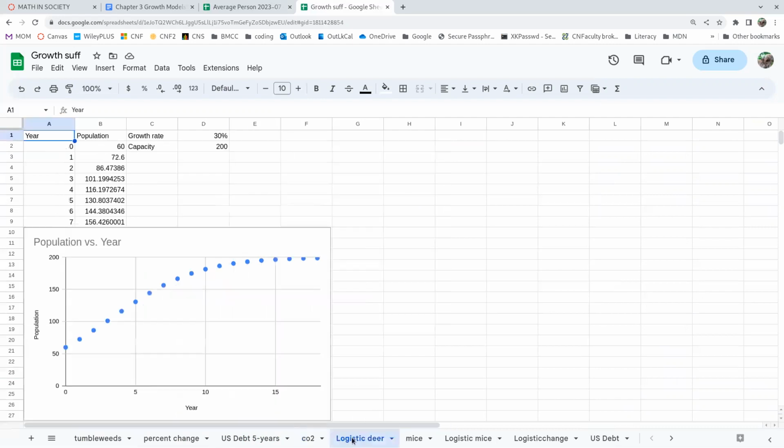Another type of curve we'll look at is what's called logistic, and logistic starts off exponential, but then it's got some limiting factors, so kind of a ceiling going on. So we're going to look at linear, exponential, and logistic growth.